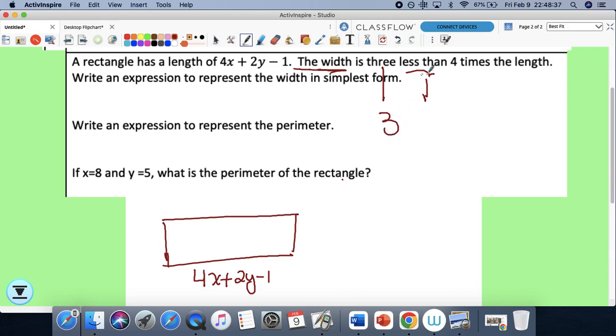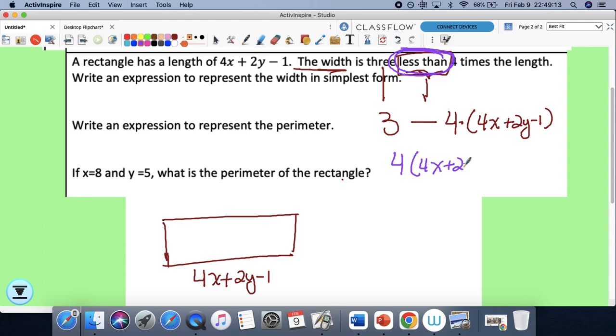3 is 3. What does less than, what operation does that stand for? Less than, you should know, is subtraction. 3 less than 4 times who? The length. Do we know the length? We do. It's 4x plus 2y minus 1. Now, there's one thing that we have to do. The word less than, I used to call it in the 6th grade a turnaround word, right? So less than actually means that these two terms have to change position. So it's actually 4 times 4x plus 2y minus 1, minus 3.